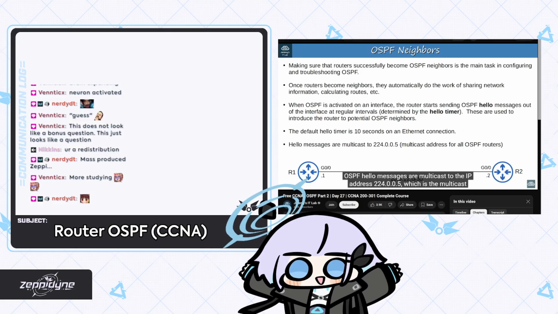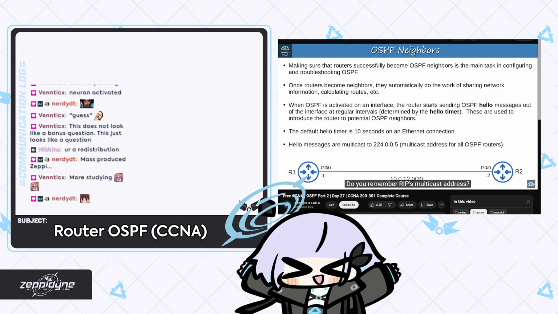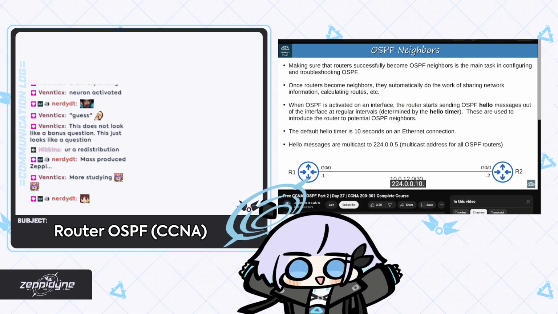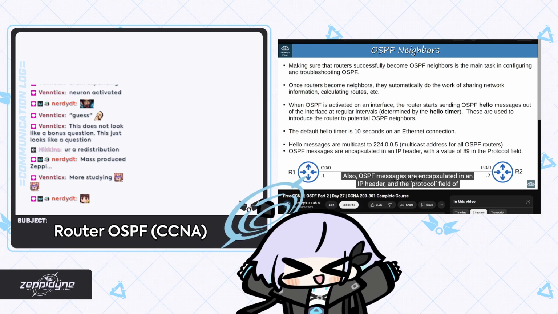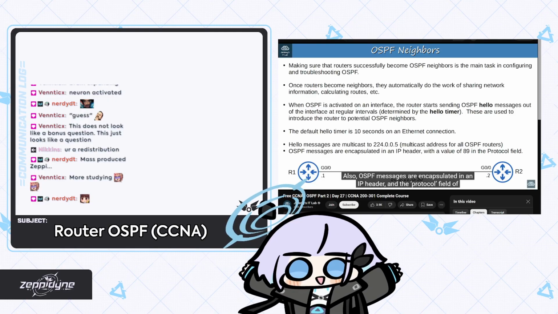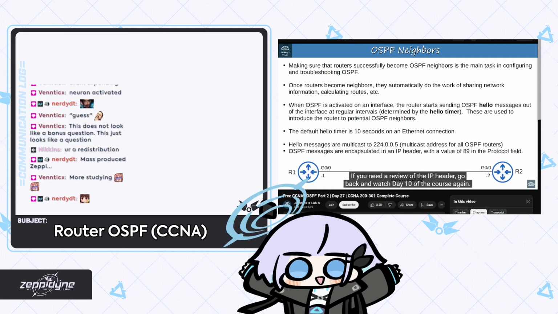IP address 224.0.0.5, which is the multicast address for all OSPF routers. Do you remember RIP's multicast address? No, I didn't study RIP. 224.0.0.9. How about EIGRP? Nope, I didn't study that either. 224.0.0.10. Also, OSPF messages are encapsulated in an IP header, and the protocol field of the IP header has a value of 89 to indicate OSPF. If you need a review of the IP header, go back and watch day 10 of the course again.